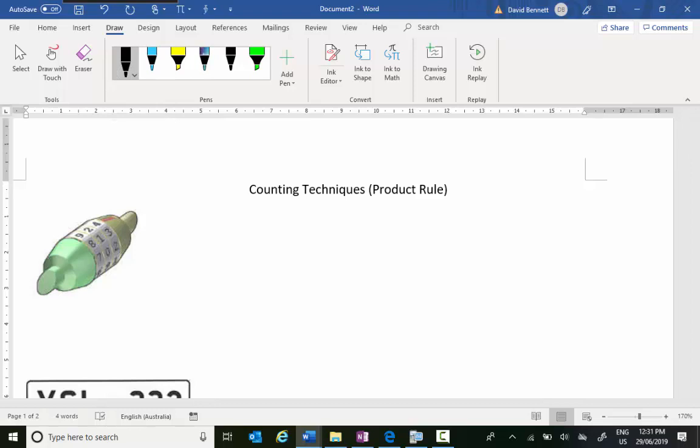So we've got numbers 0 through to 9. If we look at the first barrel, how many different combinations are there? Well, there are in fact 10 different combinations. And then what we're going to use is called the product rule. The next barrel also has 10 different combinations, and then the next also has 10 different combinations. So if you were trying to break this lock and you didn't know what it was, there would be 1,000 combinations.